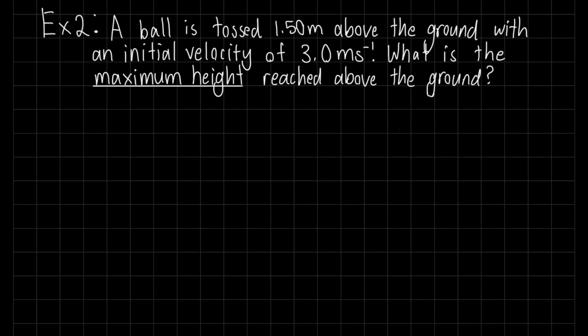All right, now we're going to move on to a second example. So the last one was a horizontal motion. Now we're going to go into vertical motion. Vertical motion is a little bit trickier, because there's direction involved more often.